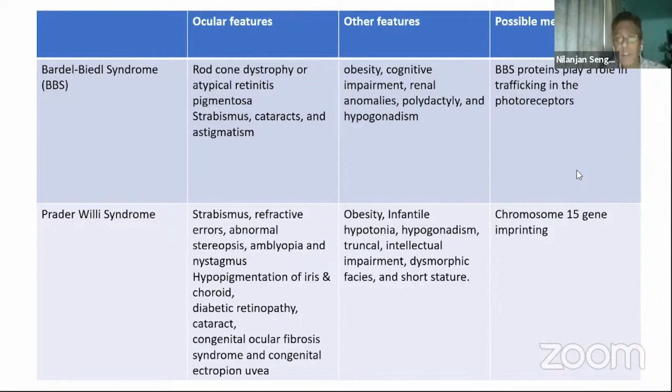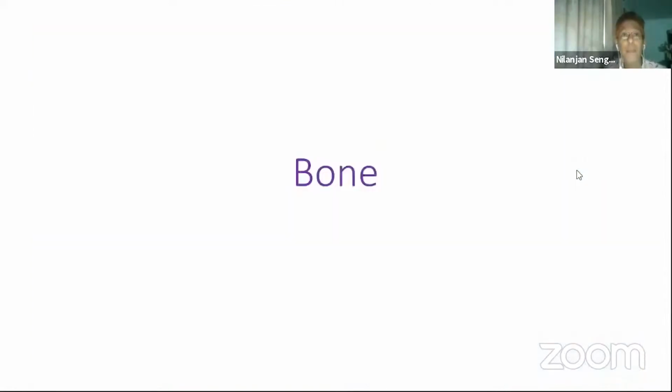Similarly, Prader-Willi syndrome, which is typically characterized by obesity, infantile hypotonia, hypogonadism, and short stature, can be associated with strabismus, refractive errors, even amblyopia, hypopigmentation of the iris and choroid, congenital ocular fibrosis, and ectropion uveae.